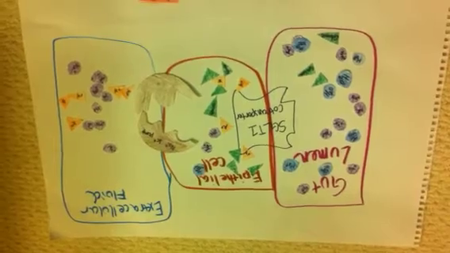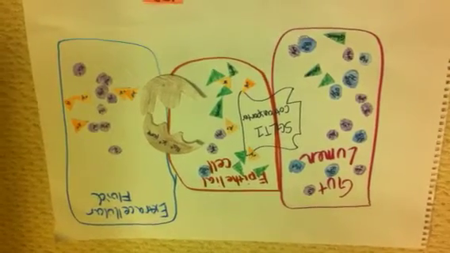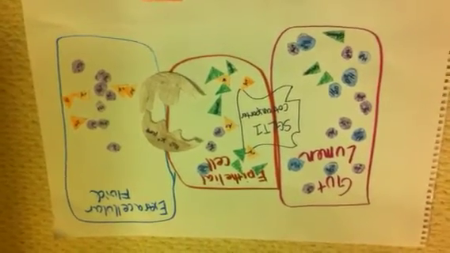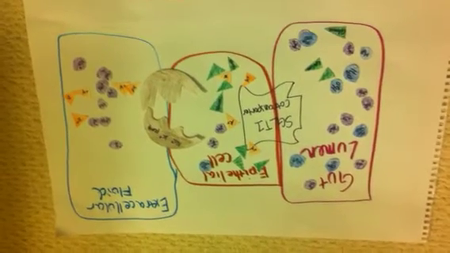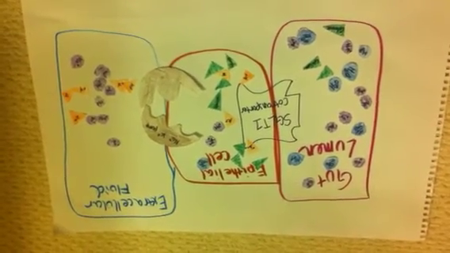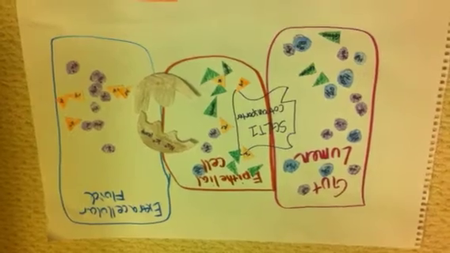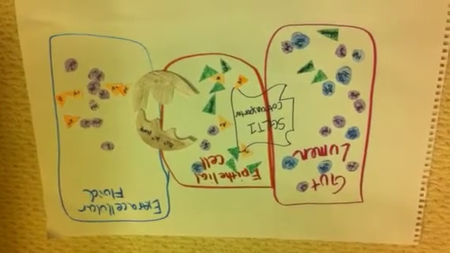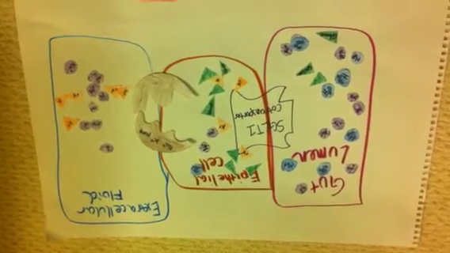On the right, we have the extracellular fluid. We can see that it's connected to the epithelial cell through a sodium-potassium pump. Sodium is in purple, water is blue, glucose is green, and potassium is orange.